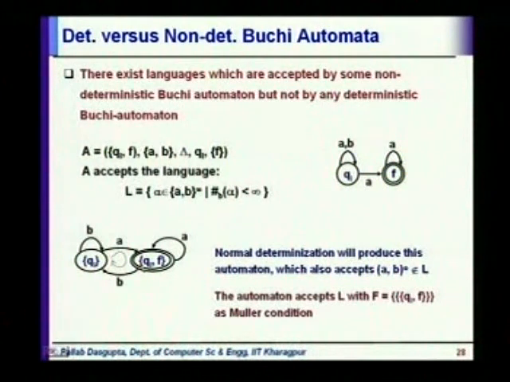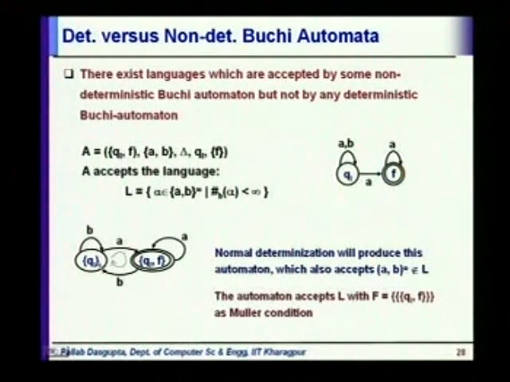So it doesn't solve our problem. Let me reiterate what I said just now. If you take this non-deterministic Büchi automaton and attempt to determinize it using the same technique as determinization of finite state automata, like we used to do in our second year courses, then the problem is that if we treat this as a Büchi automaton, it also accepts words in which B occurs infinitely often.